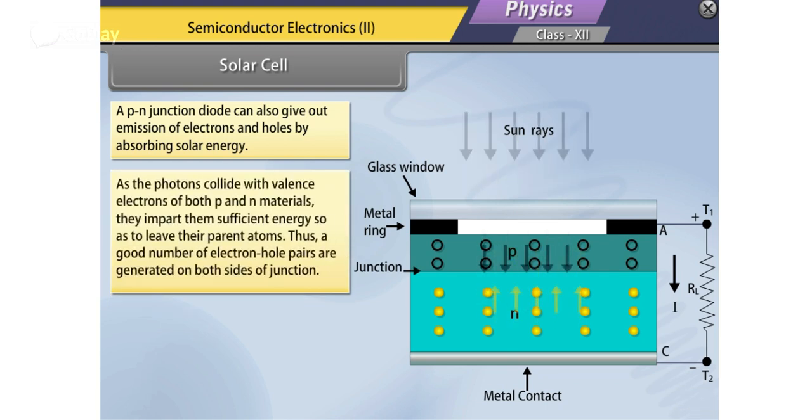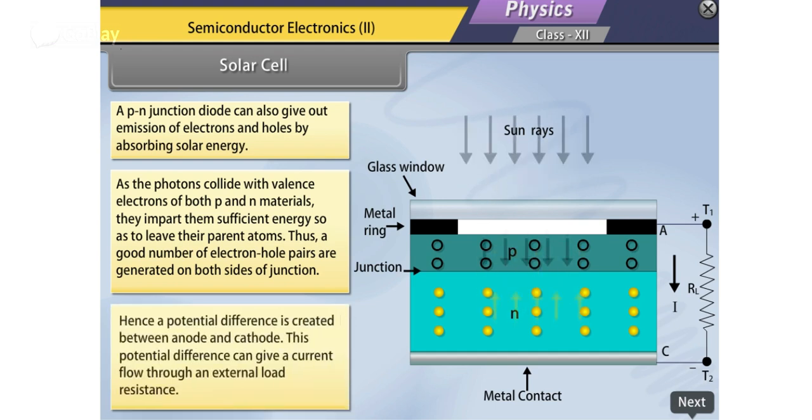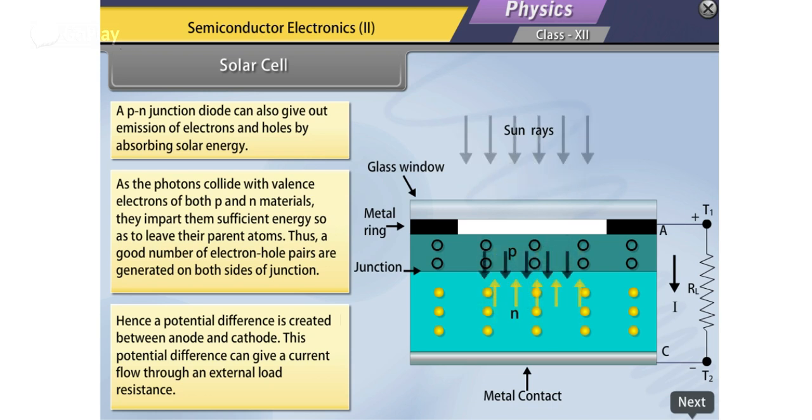As the photons collide with valence electrons of both P and N materials, they impart sufficient energy so as to make them leave their parent atoms. Thus, a good number of electron-hole pairs are generated on both sides of the junction. Hence, a potential difference is created between anode and cathode. This potential difference can give a current flow through an external load resistance.